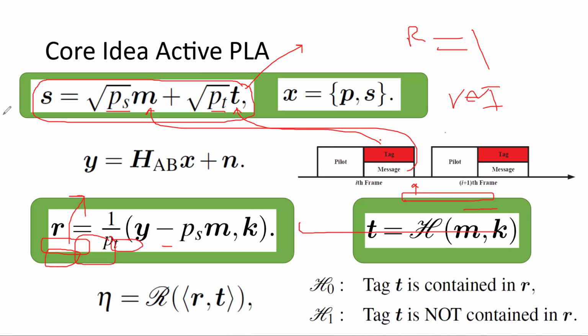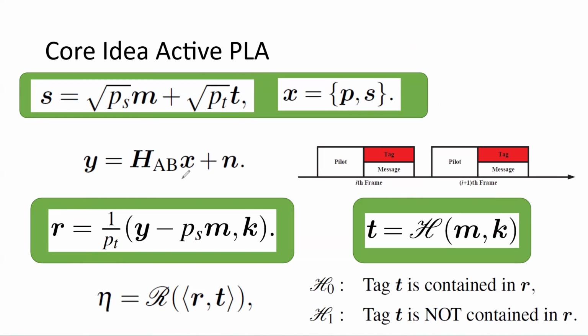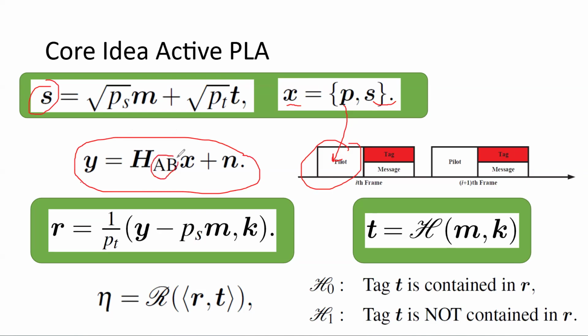Okay, now what happens next? You have your X, which has the symbol. This is the symbol. And we have the pilot, which is this in the packet. And then you transmit them over a wireless channel. You get this equation. Y is equal to H_AB X. H_AB is the channel between Alice and Bob, and this is the channel.